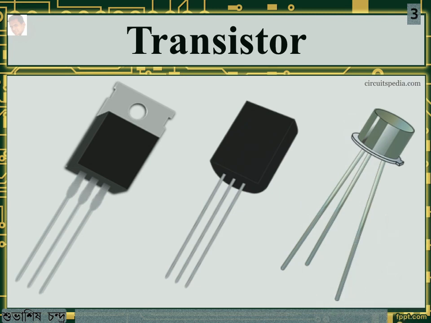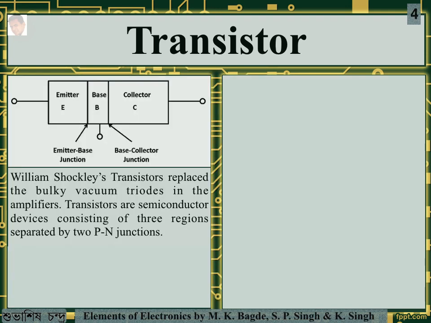The transistors have other varied applications as well. This was one of the applications. Let's see what a transistor is. The transistor was first invented by Bardeen and Brattain in 1948, but it was William Shockley's invention in 1951 which replaced the bulky vacuum diodes in the amplifiers. Transistors are basically semiconductor devices consisting of three regions separated by two PN junctions.